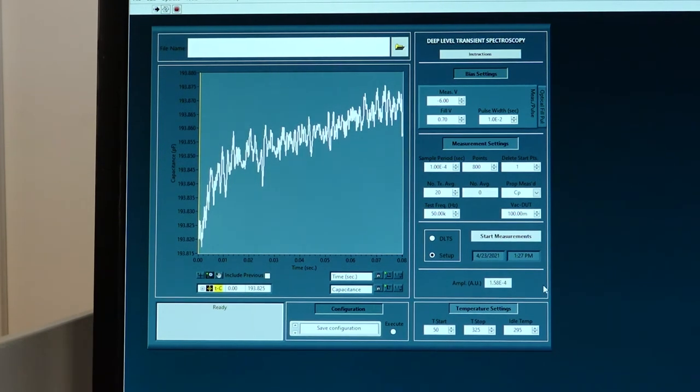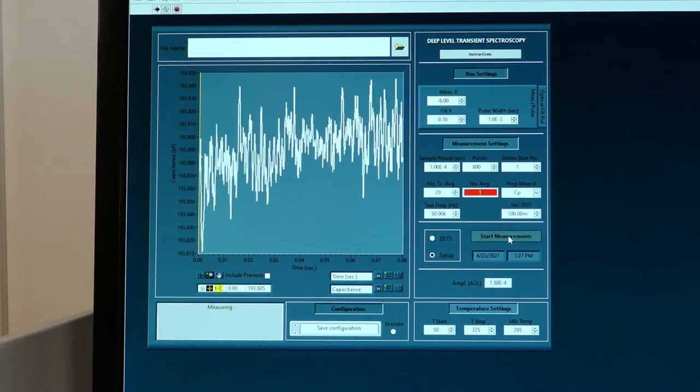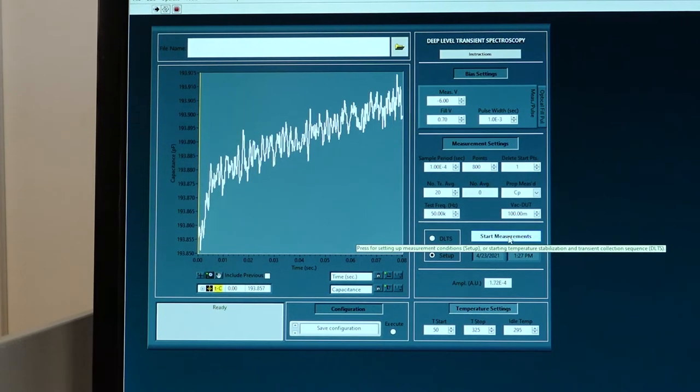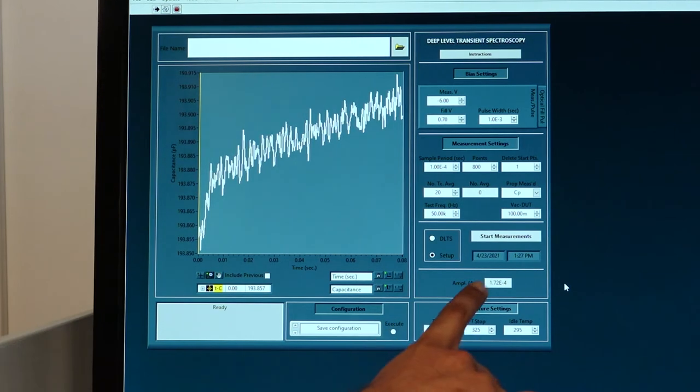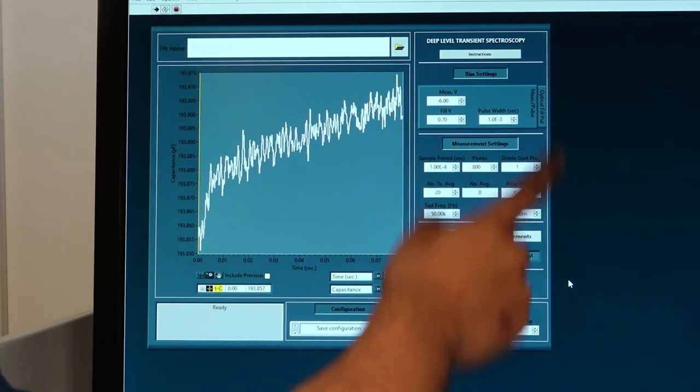So we see that the amplitude is decreasing. So let us go back to our initial number, which is 1e minus 3. The amplitude is now better. So let us keep this pulse width fixed, because we saw that the amplitude is higher for lower pulse widths.